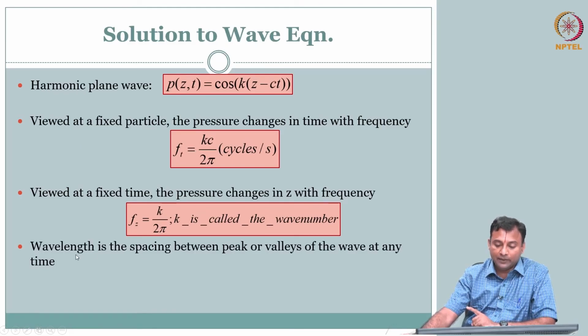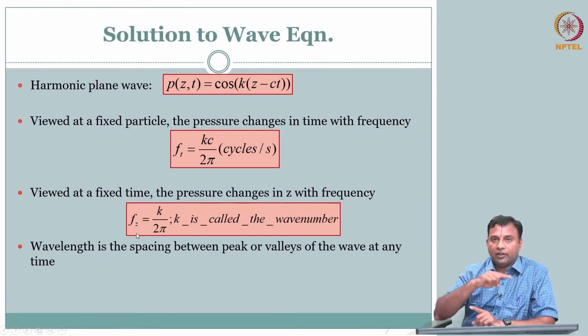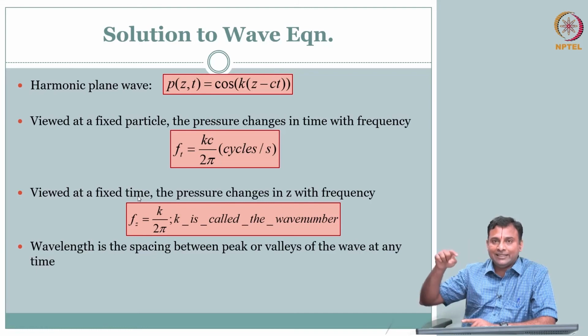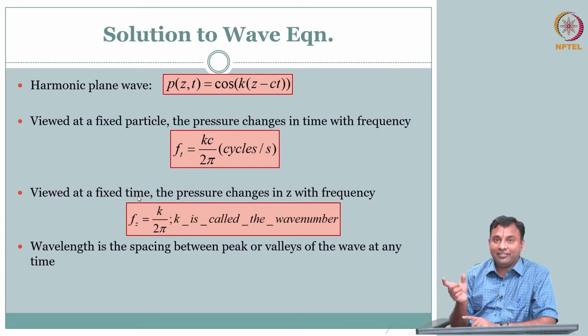So, wavelength, which we saw. Why am I talking about wavelength? We are talking about Fz, fixed in time, the pressure changes in z with frequency. So, pressure changes in z, one cycle is what we called wavelength. Therefore, there should be some relationship here.